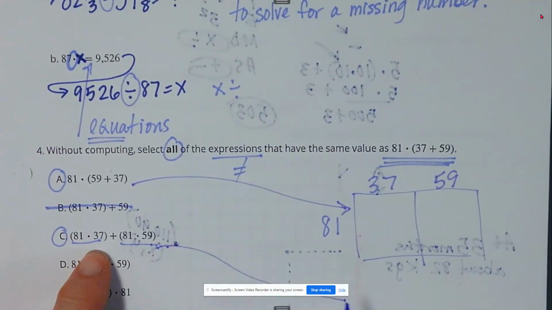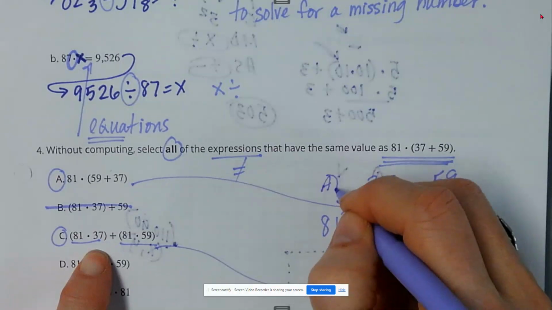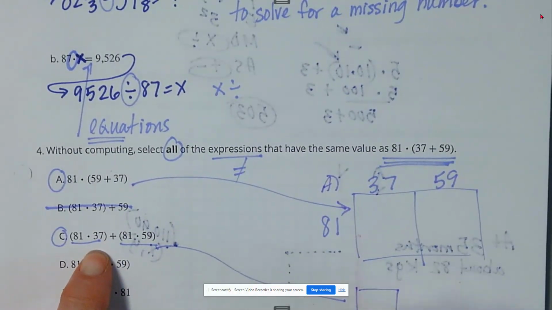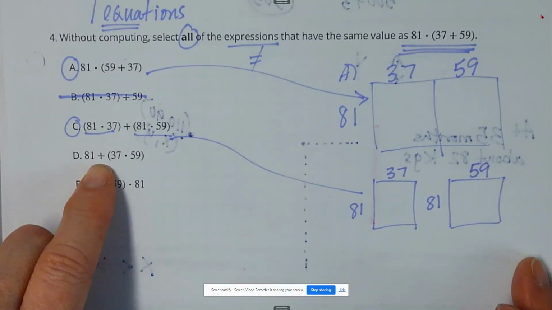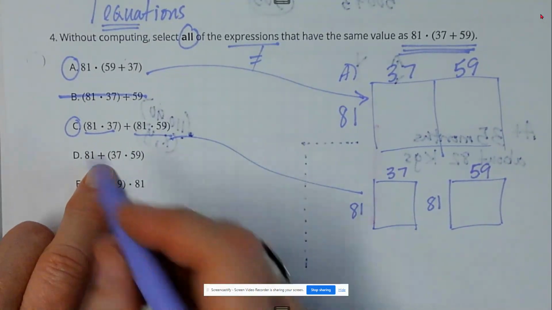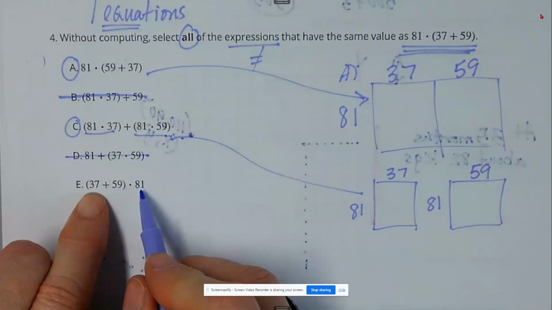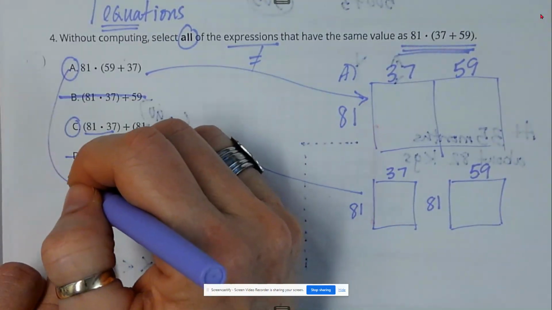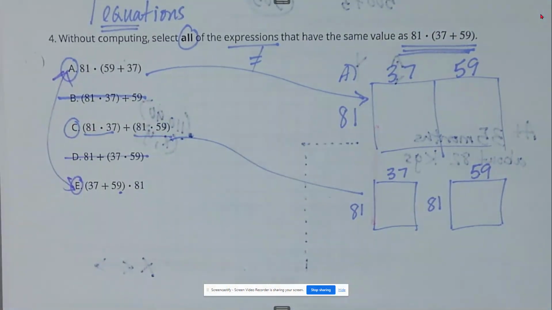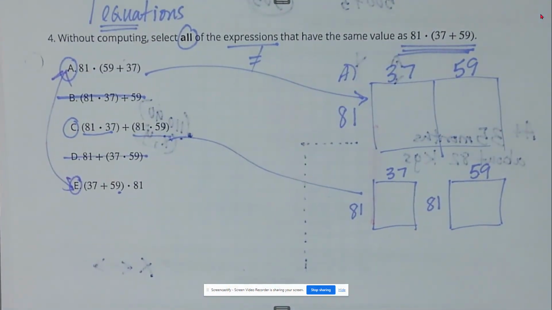Now if I do problem C, I'm sorry, this is A. If I do problem C, I could have two separate rectangles, 81 times 37 and 81 times 59. You'll notice that these will give us the same answer. Should my squares be the same size? Yes. 81 plus 37 times 59. Nope. 81 times 37 plus 59. Yes, this is exactly the same as A. They just changed the order. All right, that's the end of this video.